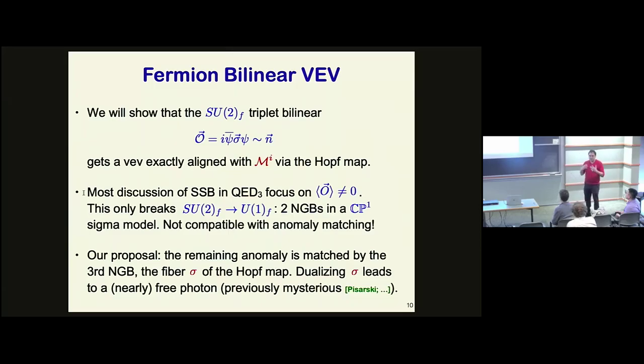You need something else to match the full anomaly. The two Goldstone bosons in the CP1 won't do it. And so our proposal is that the third Goldstone boson with a non-trivial fibration and the theta angle plays exactly this role. All right? And in some sense, I told you that after you dualize the Hopf fiber, you get a free photon. Yes? There's a question.